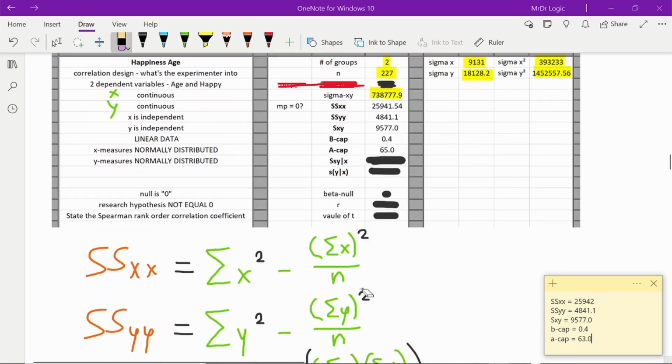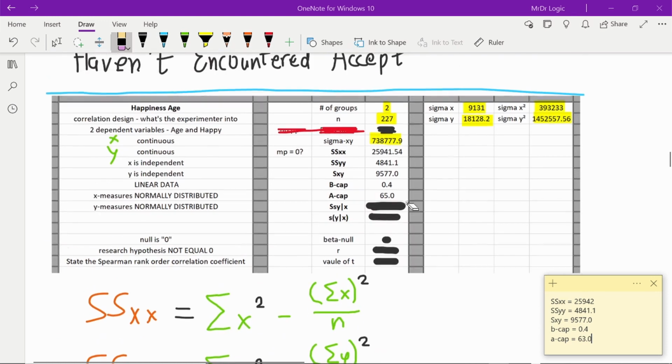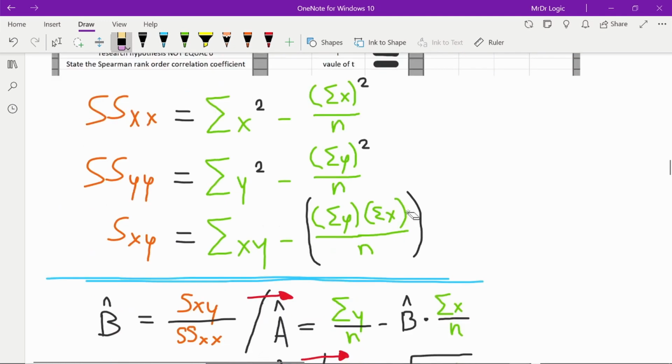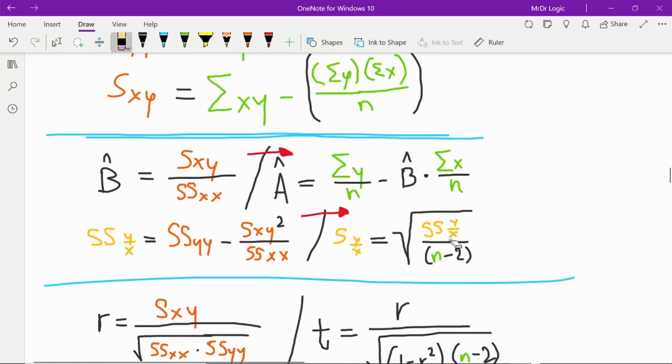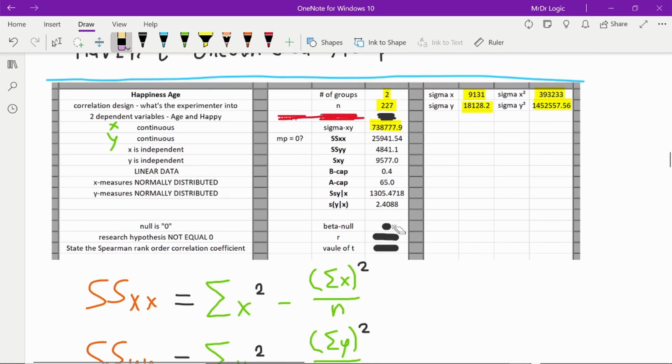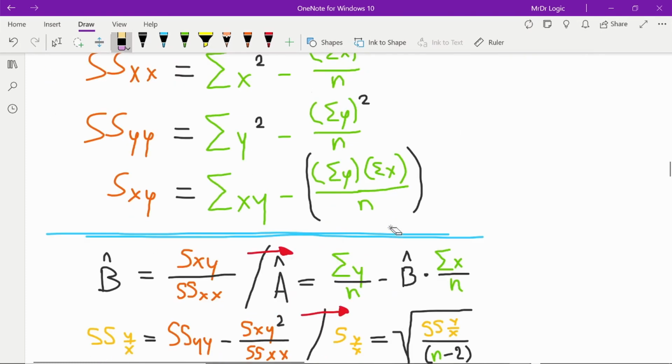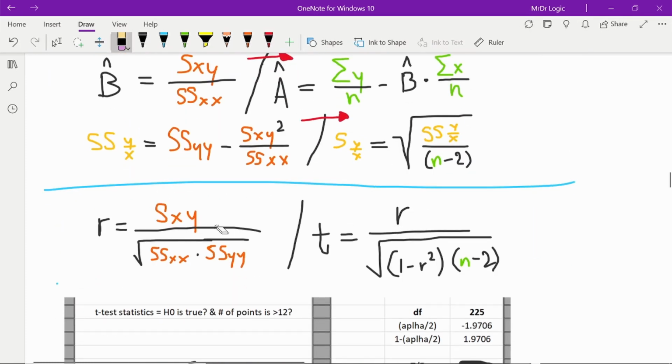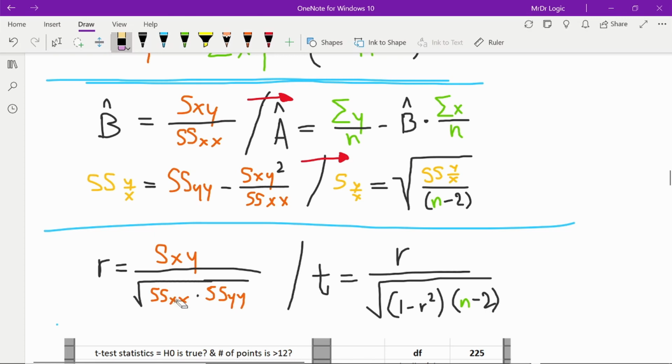So yeah, you should get the expected answer as this, and then the new expected answer is this. And so, yeah, divided by that and square rooted. And then for the beta null, it's 0. And then for the R value, all you're doing is XY divided by XX times YY, square rooted.